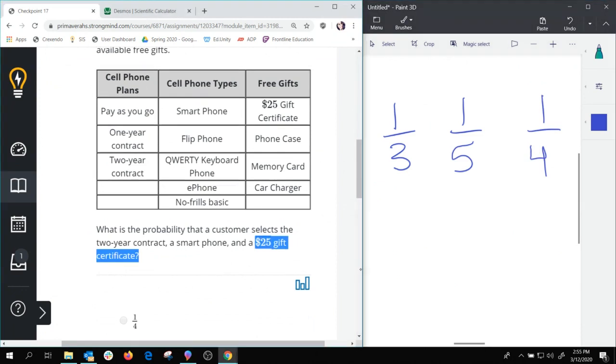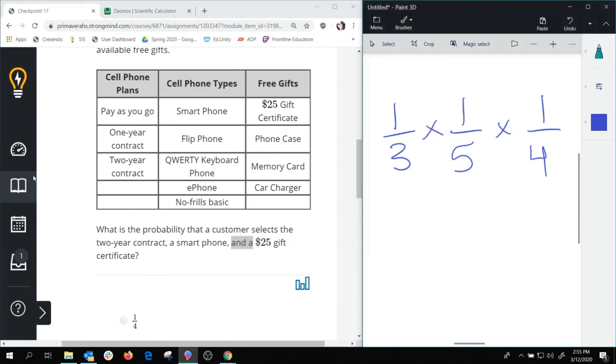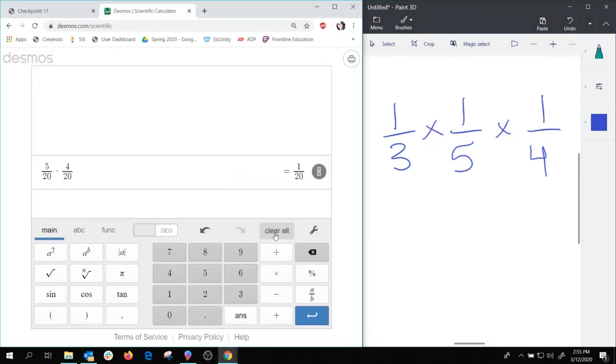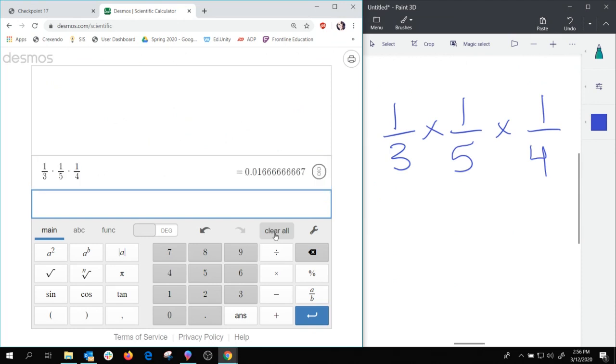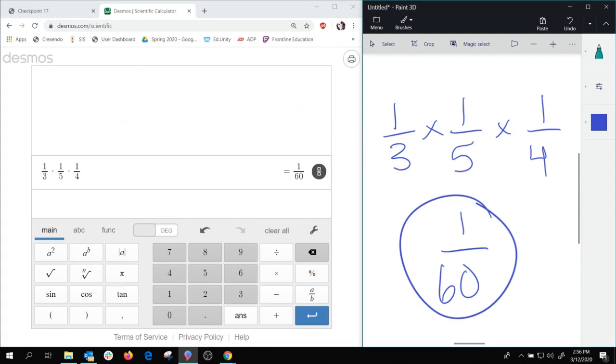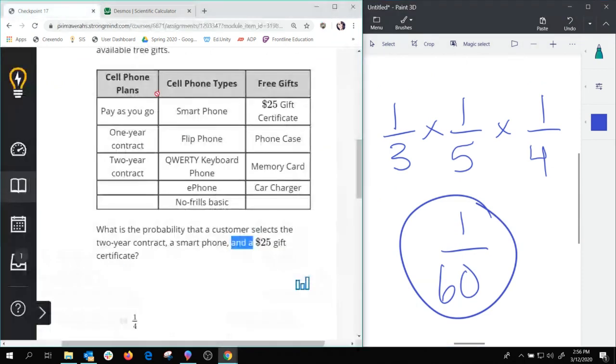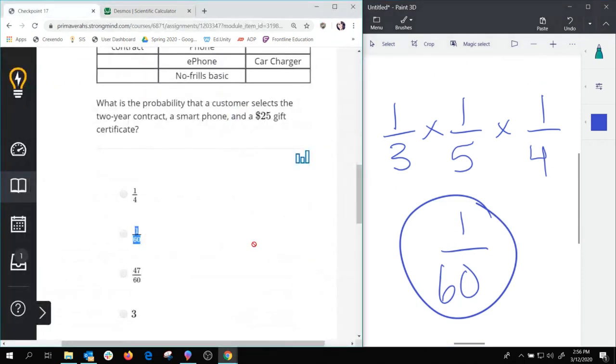So now, since our problem used the word and, that means that we are going to be multiplying, right? So all we need to do is multiply these 3 fractions together. So I have 1/3 times 1/5 times 1/4. And if I hit this button and change it to a fraction, I get 1/60. So that means that they have a 1 in 60 chance of a customer that selects the 2-year contract, a smartphone, and the $25 gift certificate.